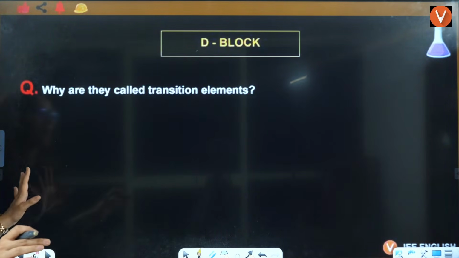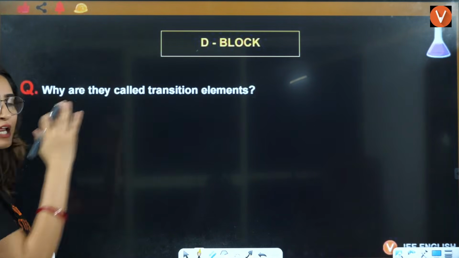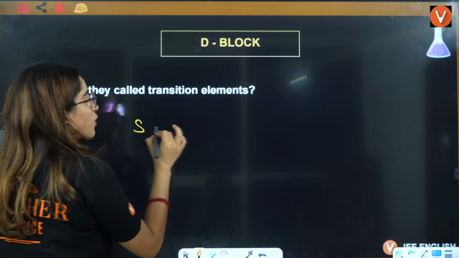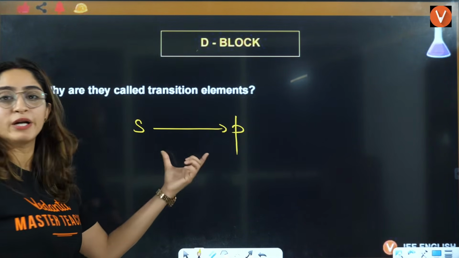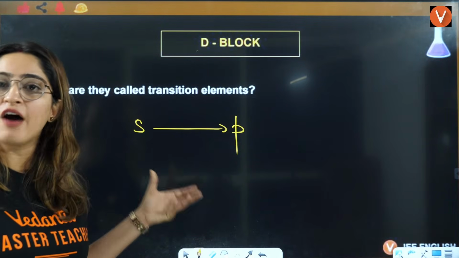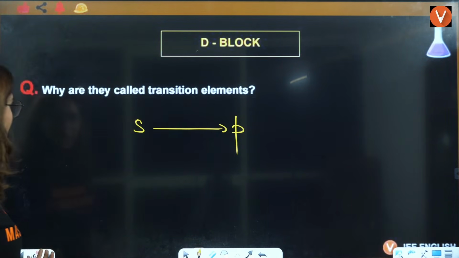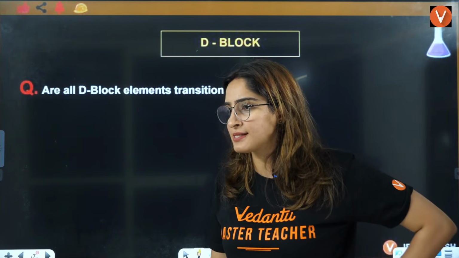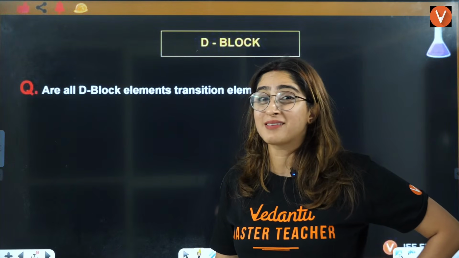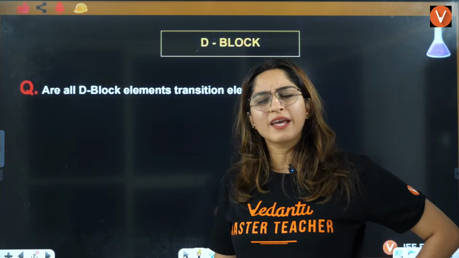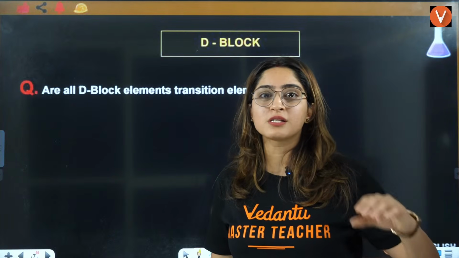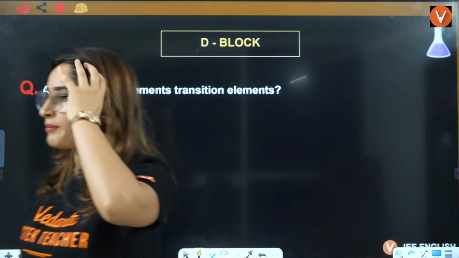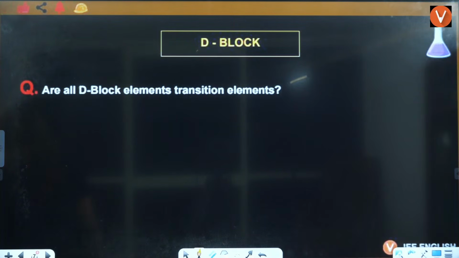So there are some examples for it. Why are they called transition elements? That I have already told you. Because there is a transition from S block to P block, and the elements in between that transition are called transition elements, right? Now, are all the elements transition elements? Anybody in the chat box, are there some exceptions? Not exceptions actually, they are just not fitting the definition of transition elements. Tell me in the chat box, students.